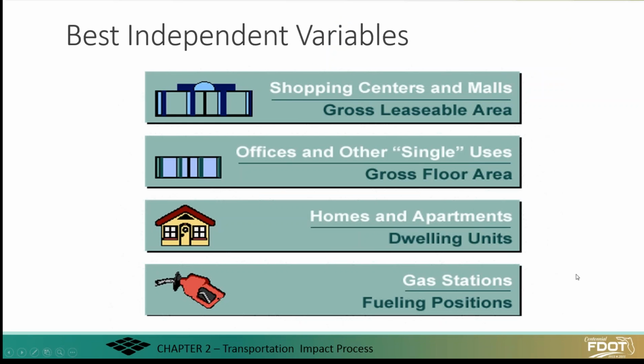Like I said, ITE has many independent variables. Each development or each land use code may have 1 or 2 independent variables, so which one do we use? For instance, shopping centers use gross leasable area. Office and other single land uses use gross floor area. Apartments use dwelling units, and gas stations use fueling positions. So choosing the right variable is really important.